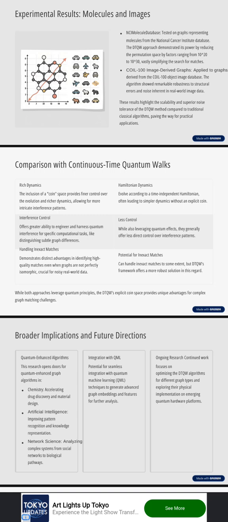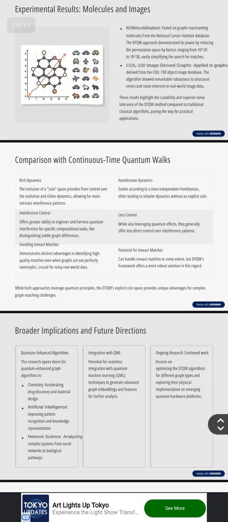Comparison with continuous time quantum walks. Rich dynamics: the inclusion of a coin space provides finer control over the evolution and richer dynamics, allowing for more intricate interference patterns. Next is interference control. It offers greater ability to engineer and harness quantum interference for specific computational tasks like distinguishing subtle graph differences. Handling inexact matches: DTQWs demonstrate distinct advantages in identifying high quality matches even when graphs are not perfectly isomorphic, crucial for noisy real world data.